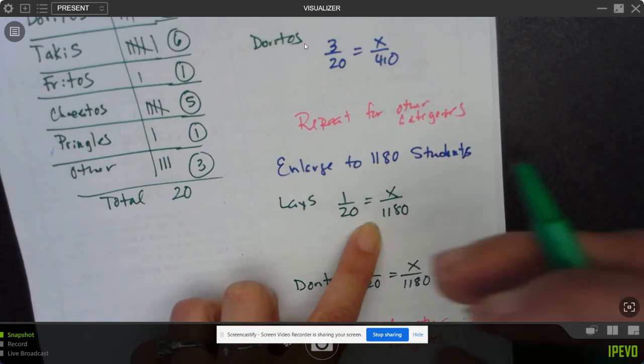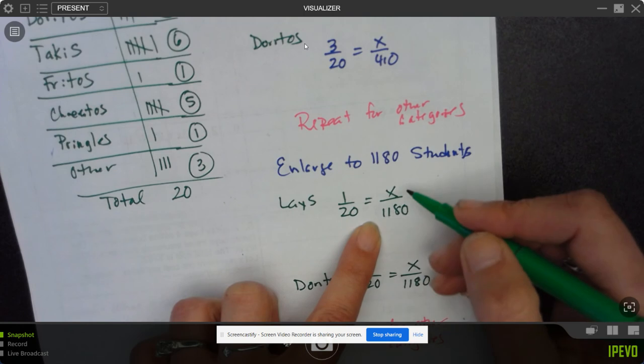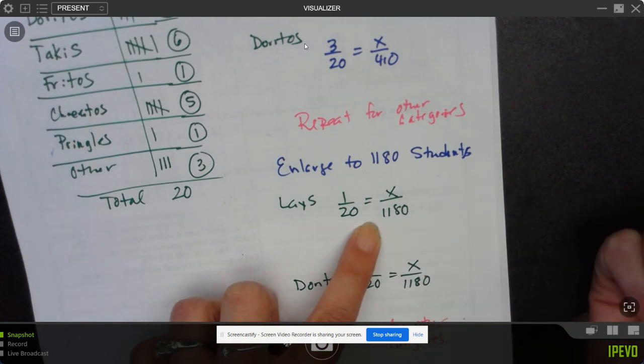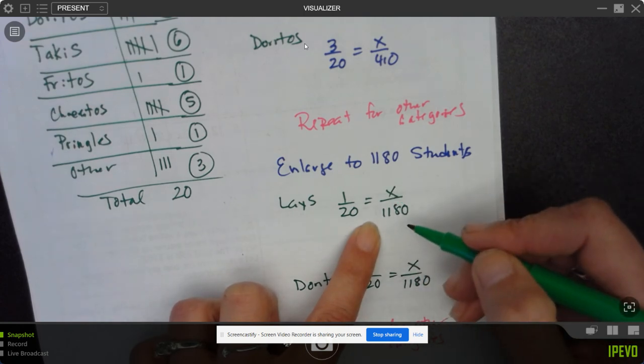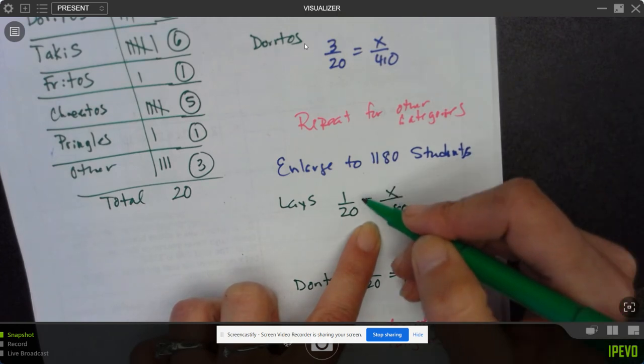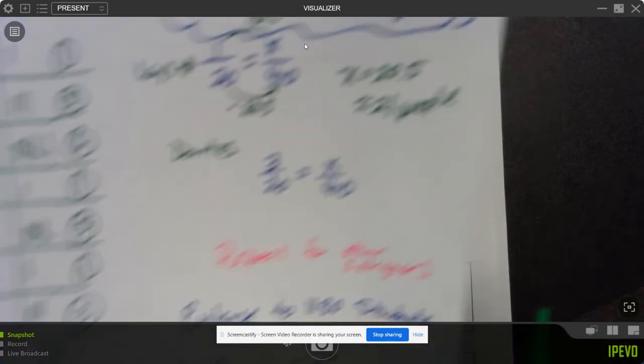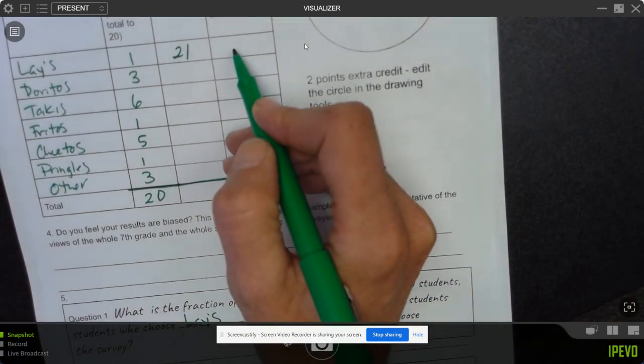We're looking for the part who like Lay's. Yesterday or the other day when we were working with the fish activity, we were finding holes. Today we're finding the enlarged part. So there's my Lay's. I would cross multiply and divide. When I get my answer, I would type it in right there.